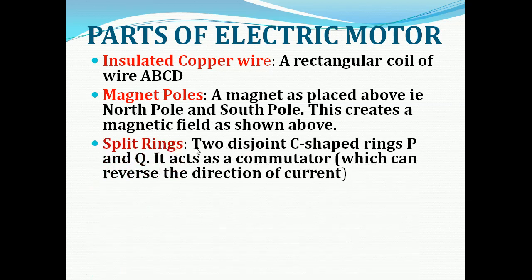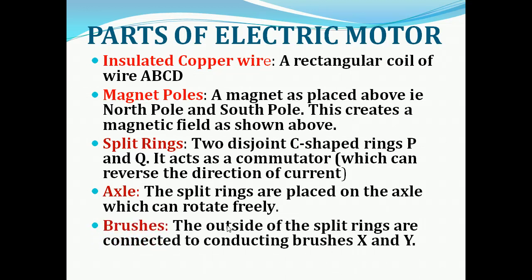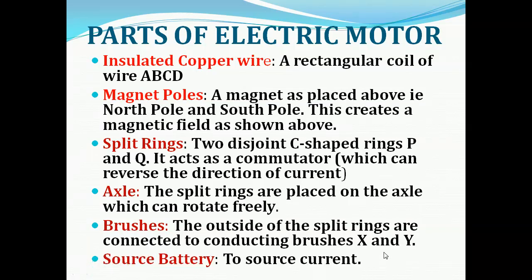Then the split ring: two C-shaped rings P and Q, which act as a commutator. What is the function of the split ring? It reverses the direction of current. Then there is an axle. The split rings are placed on the axle, which can rotate freely. Then there are brushes outside the split ring, called X and Y. And there is a source battery to pass the current.